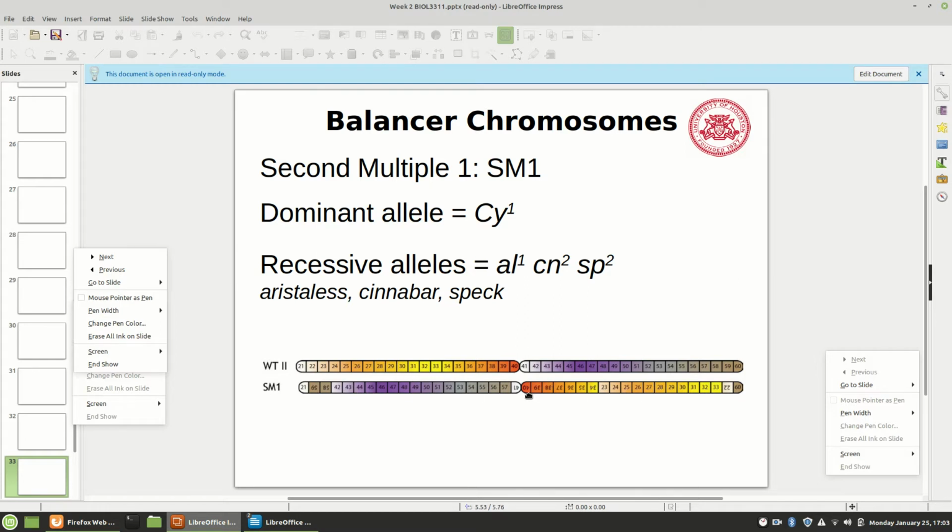If you need more explanation, just realize this is the normal one, and this is the balancer version, or SM1 balancer. Everything that was located, for instance, at 21 to 40, you can see that. Now 21 to 40 is over here going this direction, so it's going in the opposite direction, and that altered how everything works, or how you map it against another chromosome.